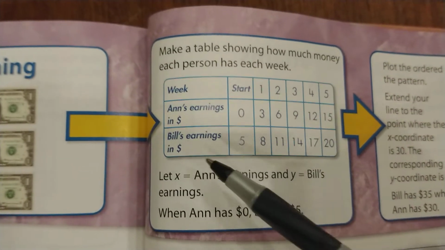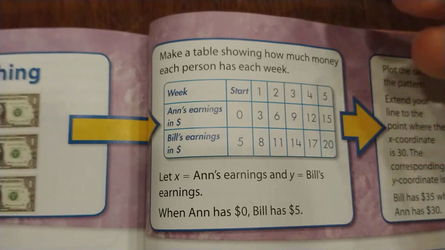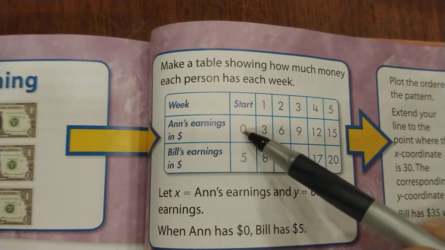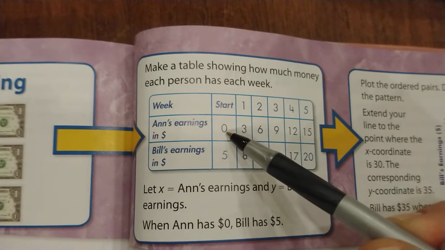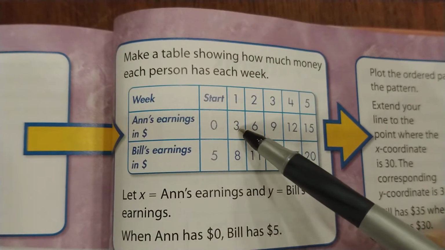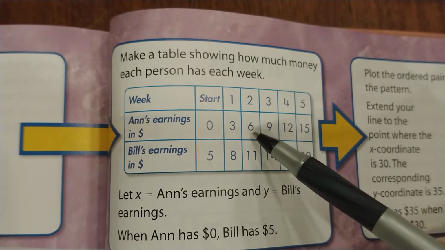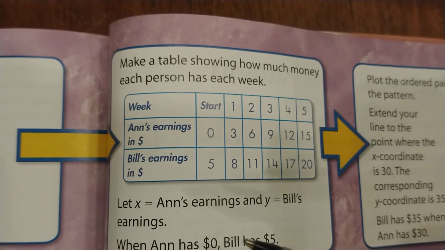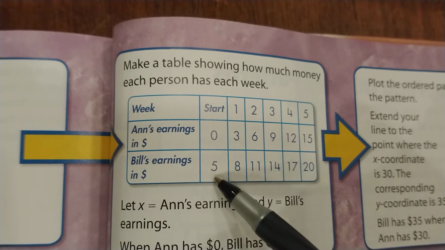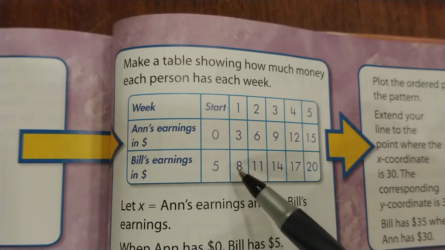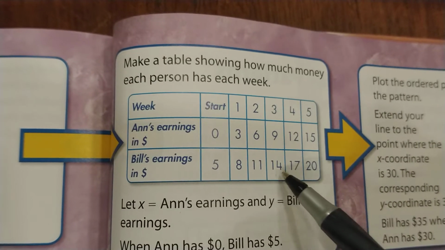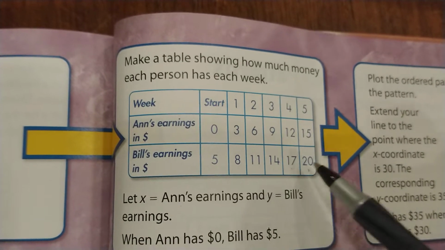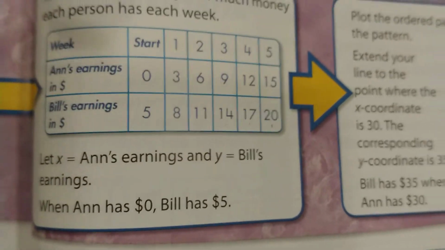The T-chart, in this example, is going left to right. Normally the T-chart goes up and down. It doesn't matter. So if you recall, Ann starts with a big fat nothing, and every week she's adding $3 to her stash. So at the end of week 1, she has $3. You add $3 to that, you get 6. You add $3 to that, you get 9. Add $3, add $3, and you get 15. Bill didn't start at 0. He started at 5. So 5 plus 3 is 8, plus 3, plus 3, plus 3, plus 3. Super simple.